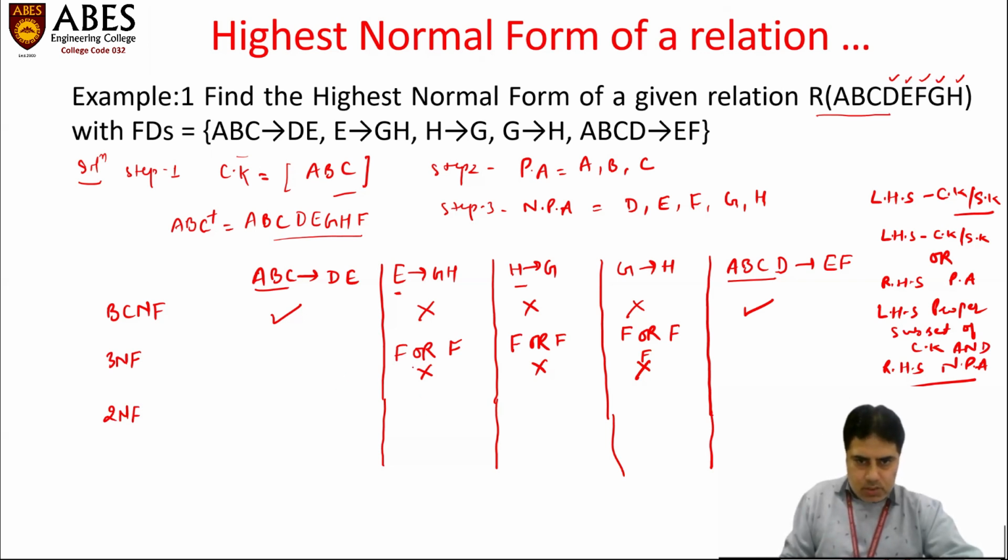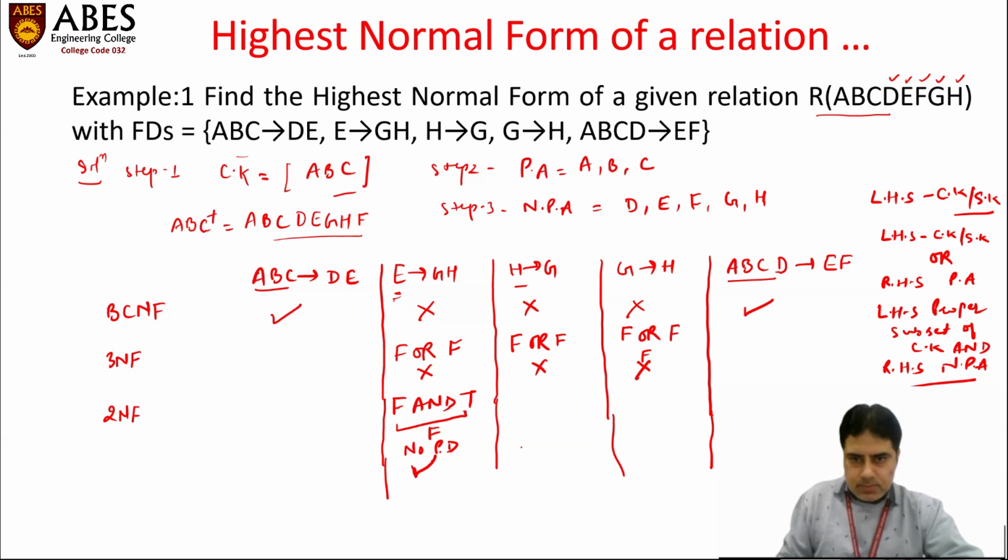Now check for this. Is the left hand side a proper subset of a candidate key? No, this is false. And GH is a non-prime attribute, true. So false and true means false. So there is no partial dependency. So we can say that this is in 2NF.